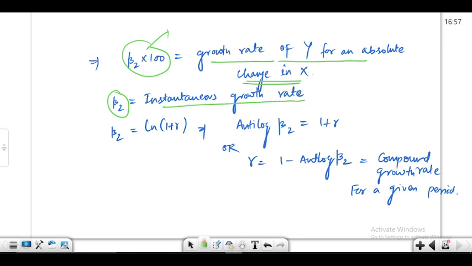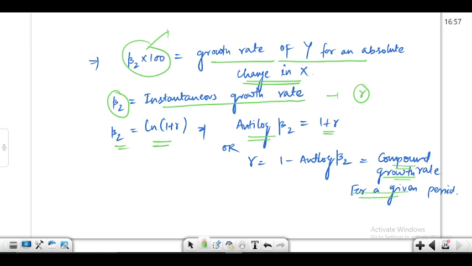So if you're measuring the rate of growth for every year or every quarter, it will talk about the instantaneous rate of growth at that point of time at which it is being measured. Okay, but if I want to find out the compound rate of growth over the entire period, I'll have to make certain calculations. So basically, my beta 2 is representing my ln of 1 plus r. So I'll take an anti-log of beta 2. So this is equal to now 1 plus r. And if I shift 1 this side, it means that my r is equal to anti-log beta 2 minus 1, which is actually your compound growth rate for a given period.